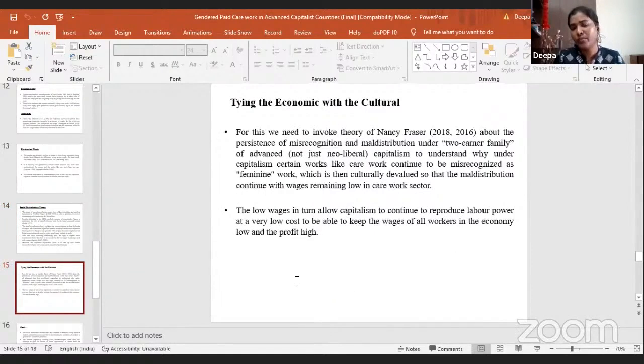So for this, what this paper tried to look into is to invoke the theory of Nancy Fraser about the persistence of misrecognition and maldistribution under two-earner family of advanced capitalism. To understand why under capitalism, certain work like care work continue to be misrecognized as feminine work, which is then culturally devalued, so that the maldistribution continues, with wages remaining low in the care work sector. So the low wage in turn allows capitalism to continue to reproduce labor power at a very low cost, to be able to keep the wages of all workers in the economy low and the profit high.